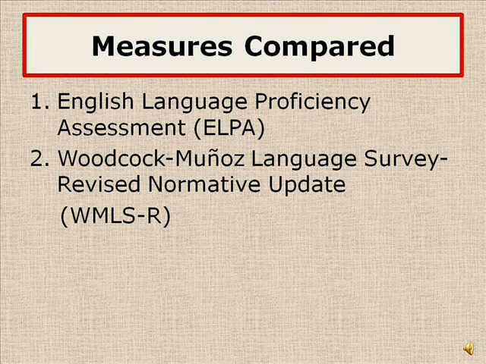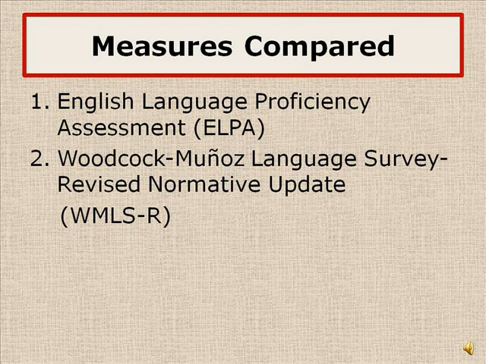Woodcock-Munoz is one of the tools used by school districts or agencies to determine whether or not a student qualifies for EL services. Directly from the administration manual, it provides a broad sampling of proficiency in oral language, language comprehension, reading, and writing. As opposed to the ELPA, the Woodcock-Munoz is individually administered one-to-one and can be administered any time during the year.